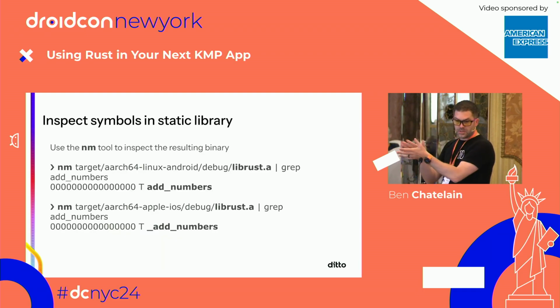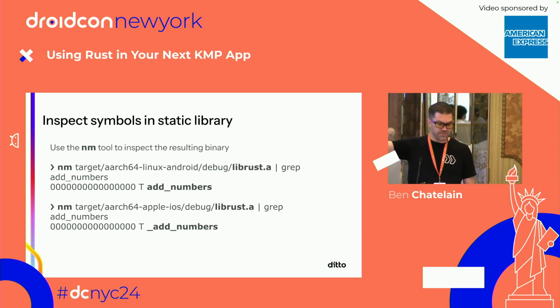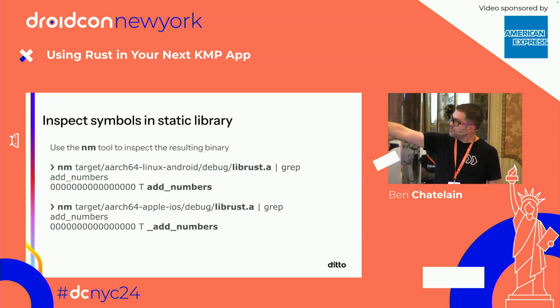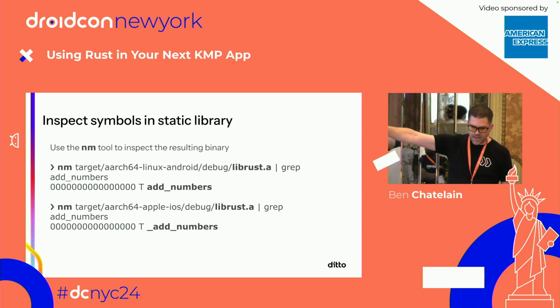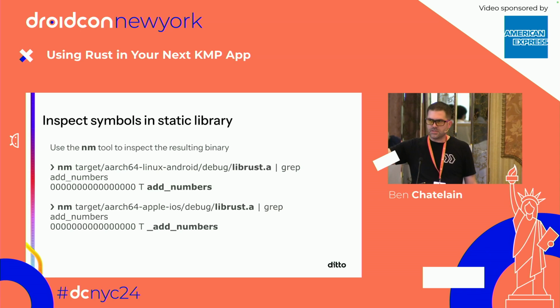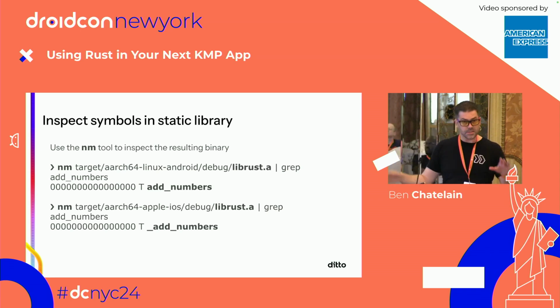Okay. So now that we've built librust, we can use this nm tool to inspect the symbols in the library. So I'm using nm and the path to librust.a and grepping for our add_numbers function. And you'll see the Android one, we've got address 0. It happens to be the first thing in the binary. I don't know what the T stands for, but then add_numbers is the name. And then we have the iOS one right below that, where we find the same add_numbers, but Apple conventions have this underscore before it. So platform differences, but there's our symbol. It's in the library. This is what Kotlin Native is going to link to and find in some later steps.